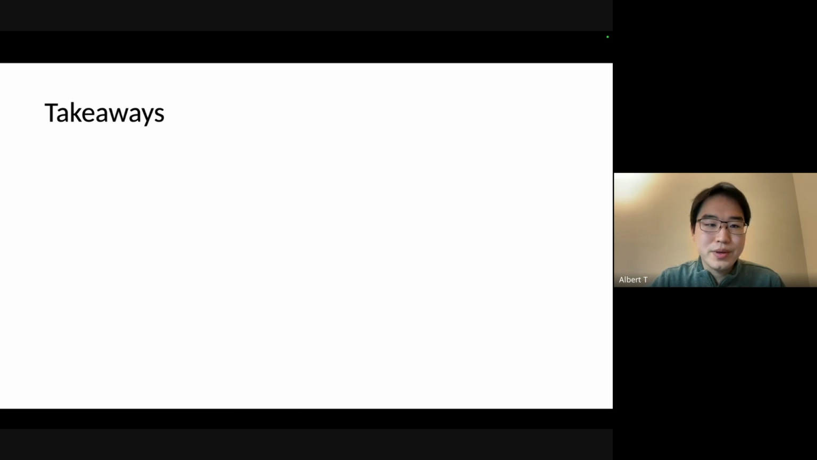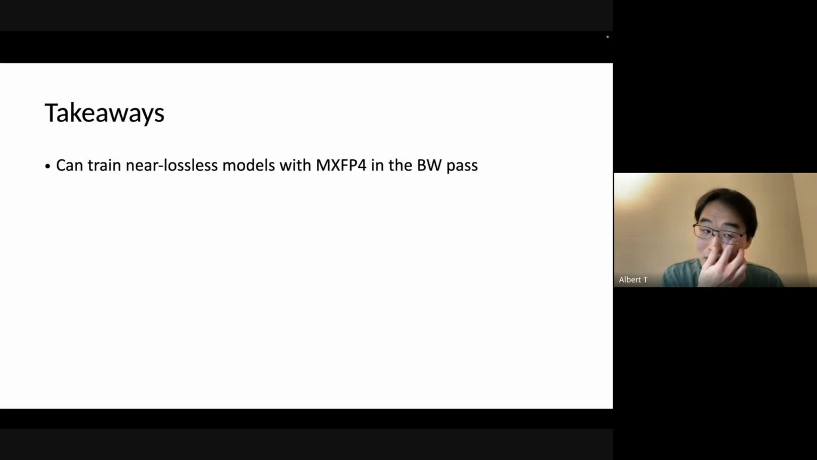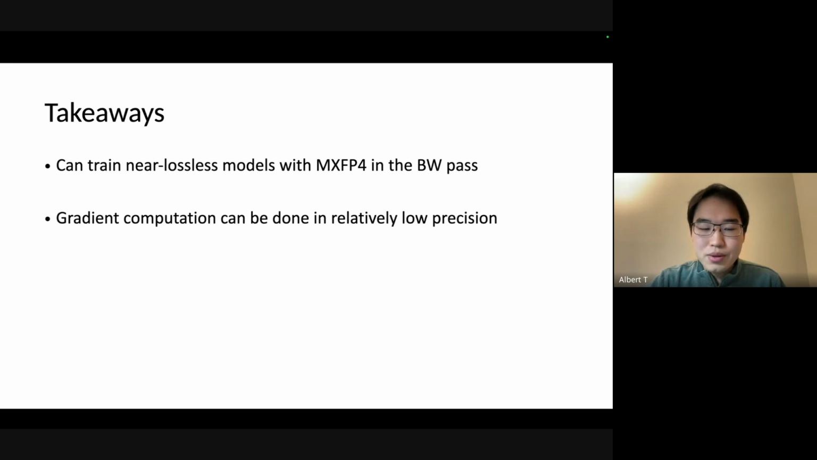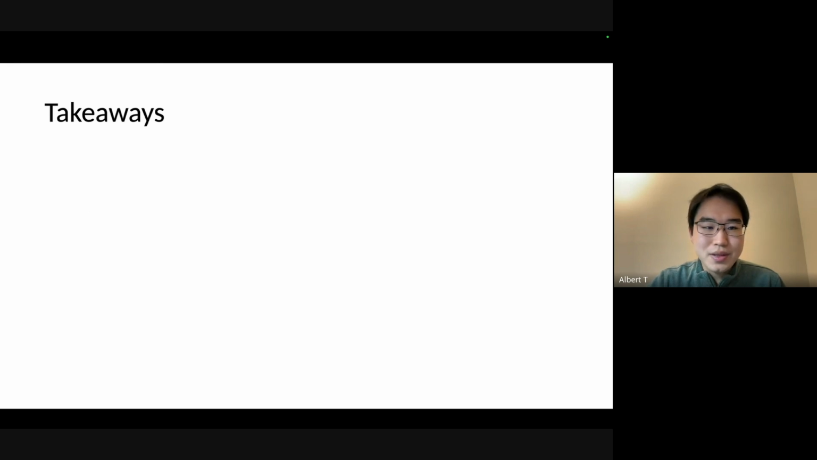So the takeaways from all this are that we can train near lossless models with MXFP4 by using it in the backwards pass. It's much harder to do in the forwards pass, but there are some works that are starting to come out doing that. You can do your gradient computation in relatively low precision, as long as you have unbiased gradients at the end. So if you can get unbiased gradients and also bound the variance, then you can also get more accurate updates, and it doesn't really matter what precision you do the computation in. So that's the end of my slides.